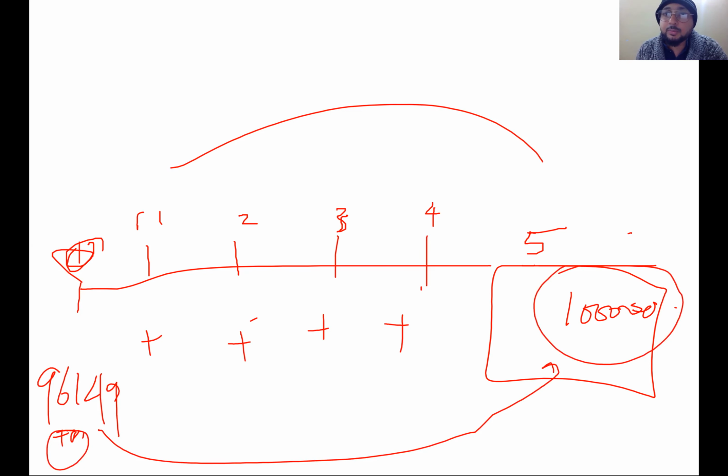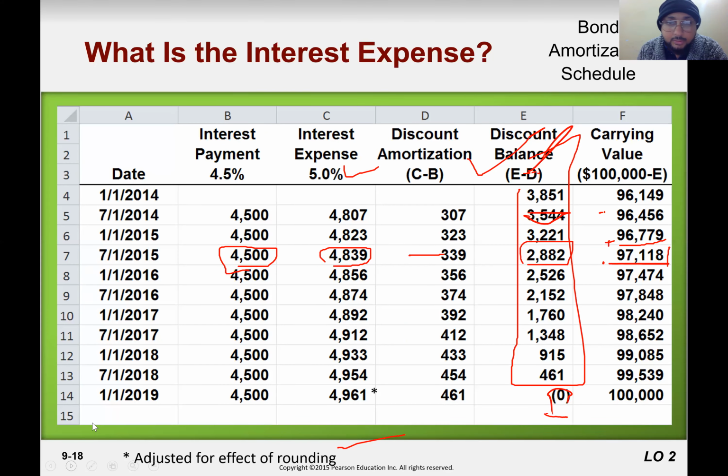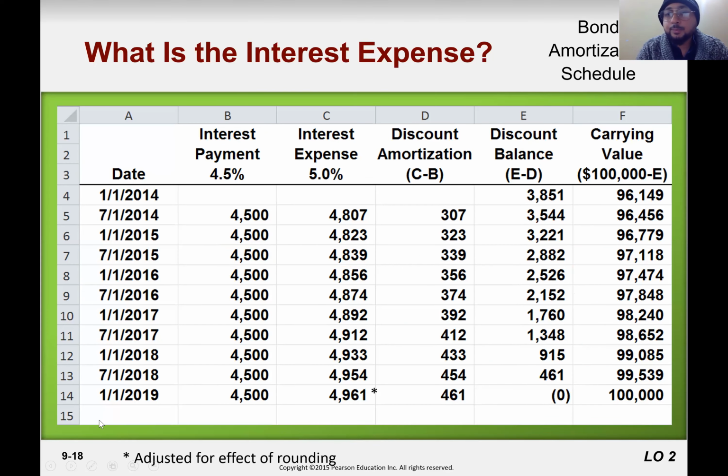So now once more, go back to the amortization table here. Why do we call this an amortization table? Because we are amortizing, we are decreasing this discount. So this is called a discount amortization table or schedule, right? I have a picture here, so let me just scroll down. Discount amortization schedule, right?